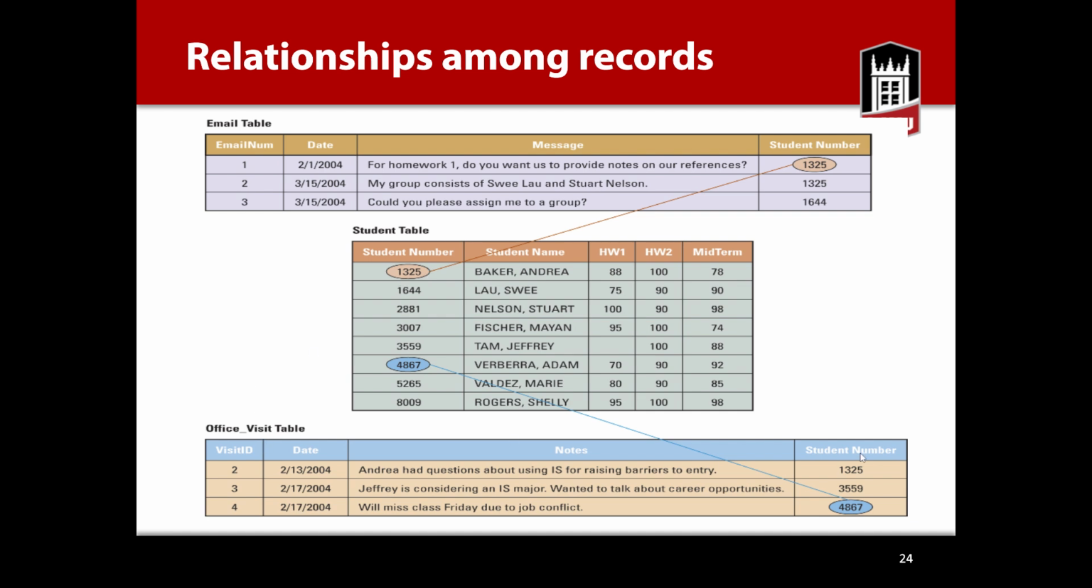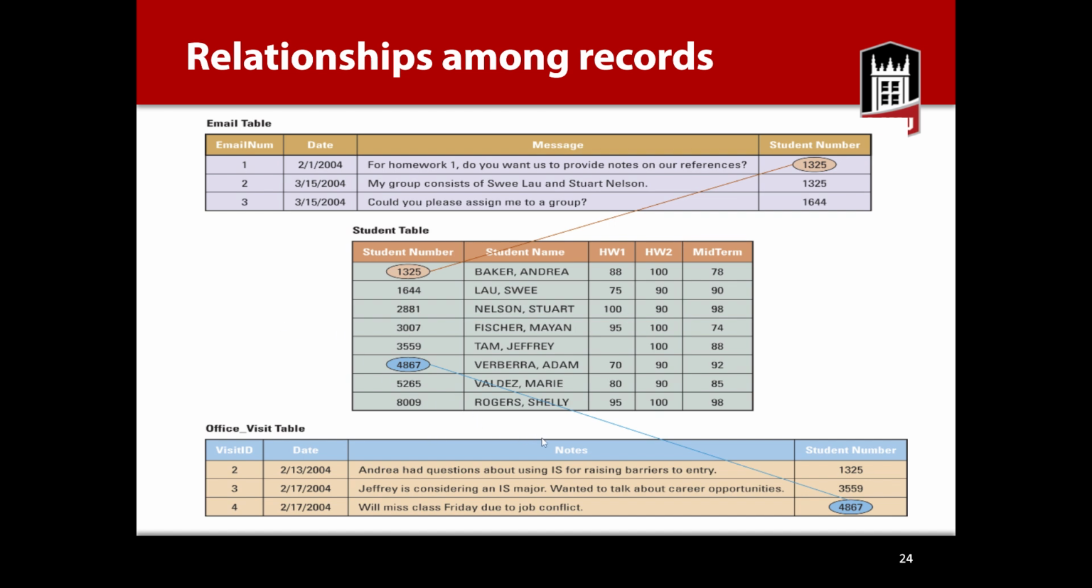Same thing with office visit. Student number. You're able to take the value for each student number that did an office visit and relate it back to the student table to get information. And by creating these relationships, you can now start to gain information.